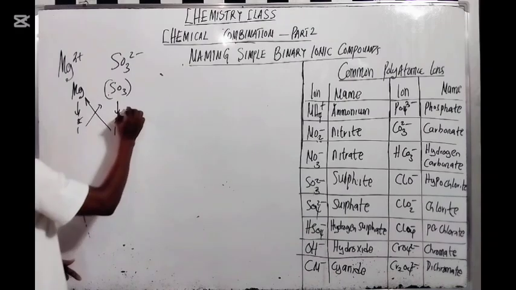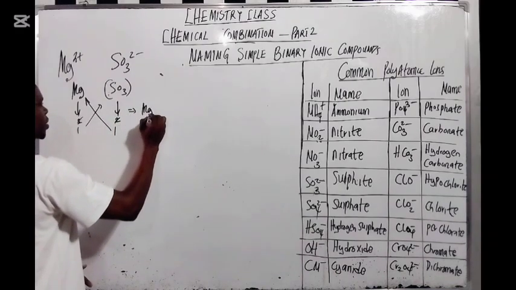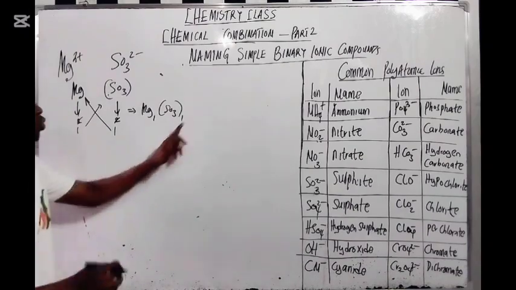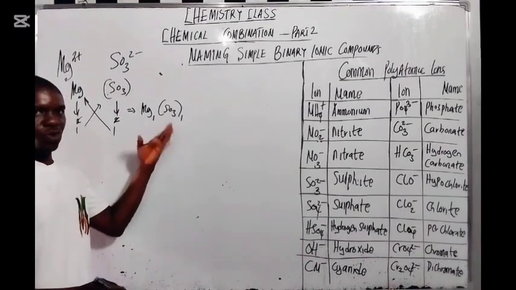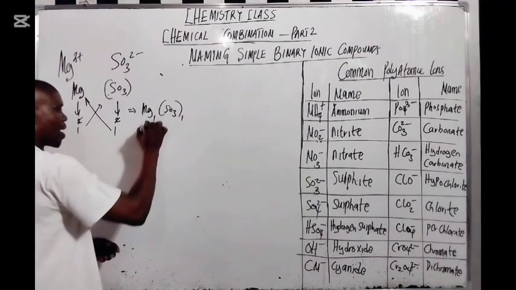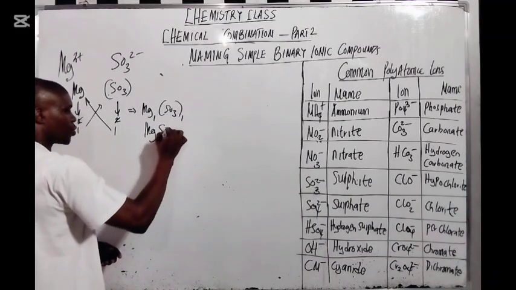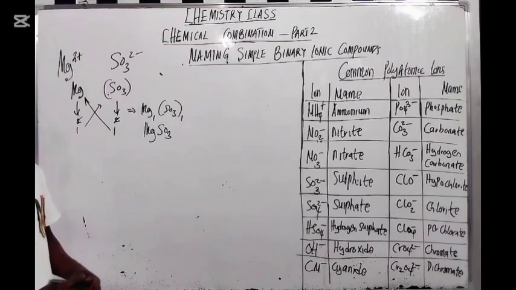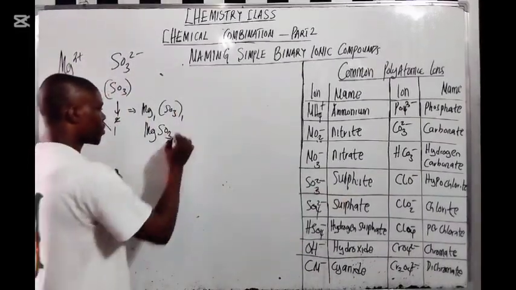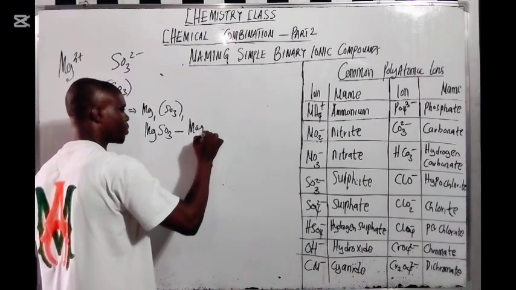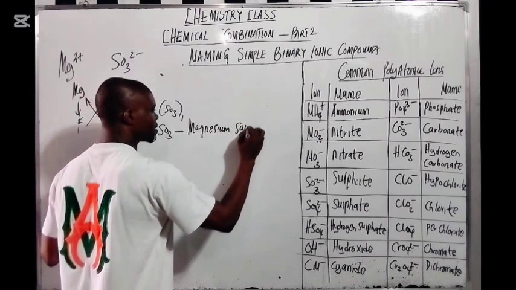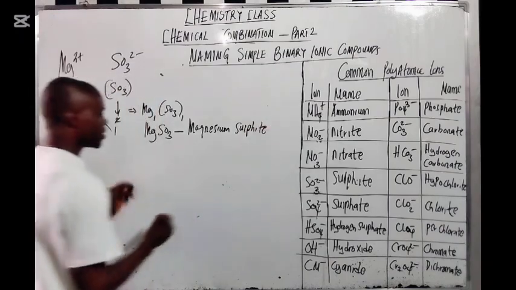What do you have here? It's going to be Mg1, SO3 1. But this 1 does not actually have an effect, so you can just ignore it. So it's going to be MgSO3. Can you see that? So what is the name? Magnesium sulfate. That is the name. Magnesium sulfate. That is the name.